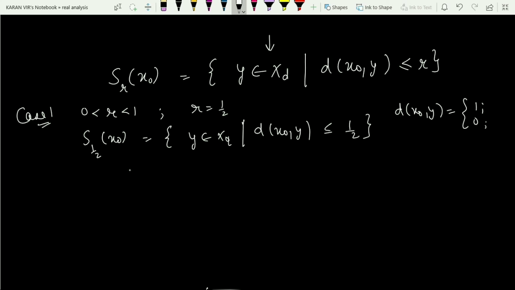So it will be 0 if x naught is equal to y, and if they are not equal, the distance is equal to 1. Now which distance does it satisfy? Is 1 less than or equal to 1 half? No, it does not satisfy. Only this one satisfies, that is 0 less than half.